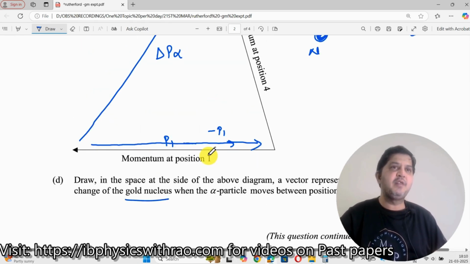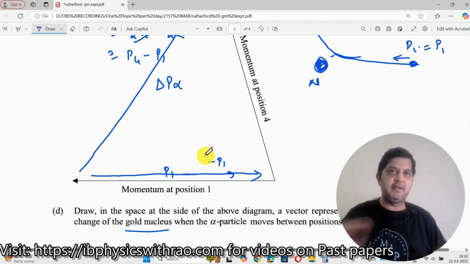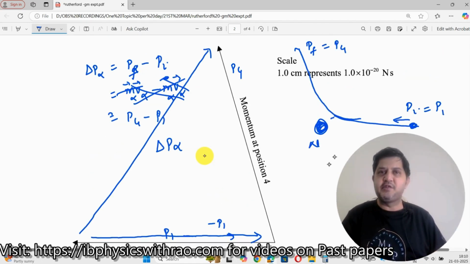Now what have we written over here? We have written it only for delta P alpha. Okay. Now what happens to the gold nucleus? Do you think the gold nucleus will be staying here? The gold nucleus will not stay, right? Because there's a head-on collision here.